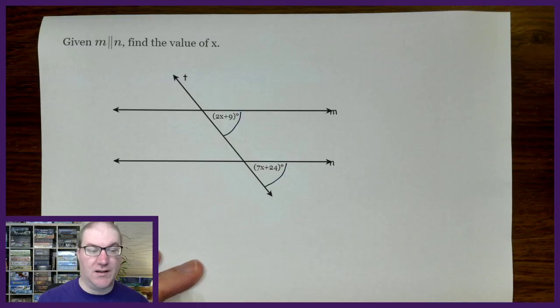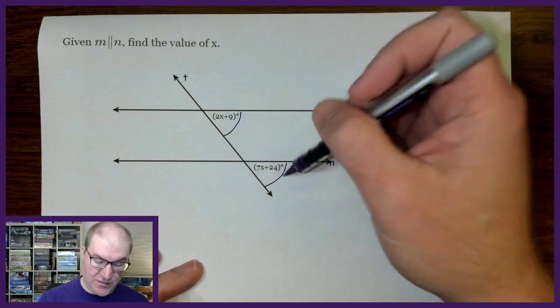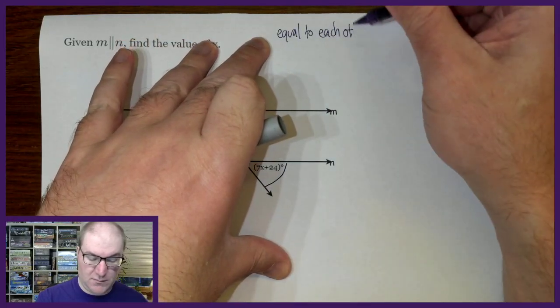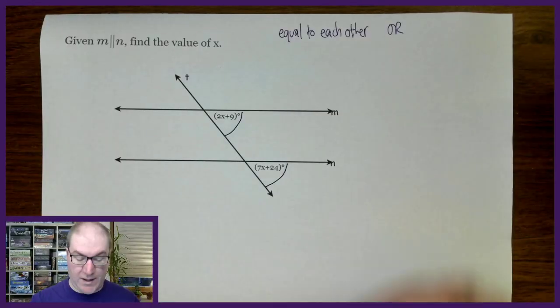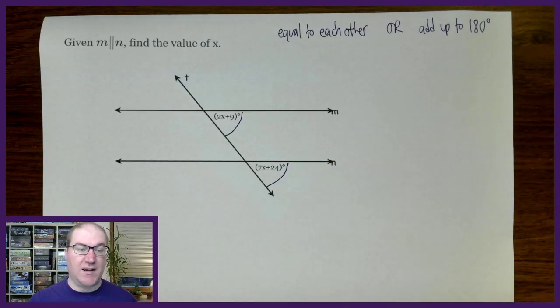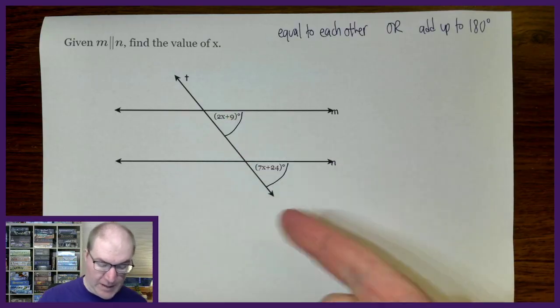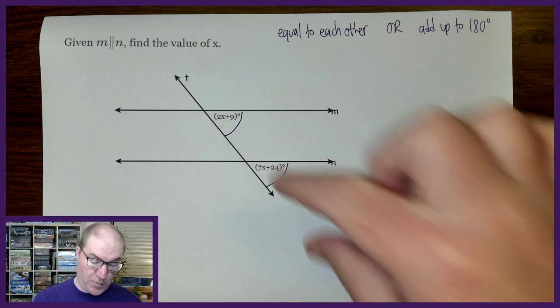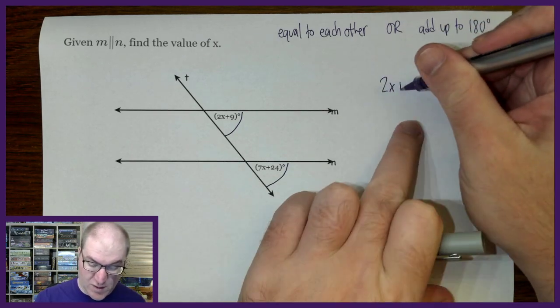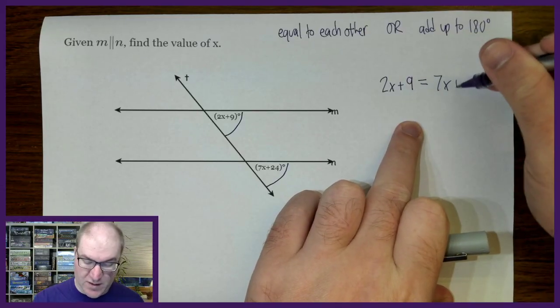So when we do problems like this, we have to decide either these two angles are equal to each other, or the two angles add up to 180 degrees. So think back to that vocabulary we learned. There's a vocabulary term for these two angle spots. They're both in the same spot, but in different groups. So these two angles are corresponding. And corresponding angles are always congruent. That means that they are equal to each other. So 2x plus 9 is equal to 7x plus 24.